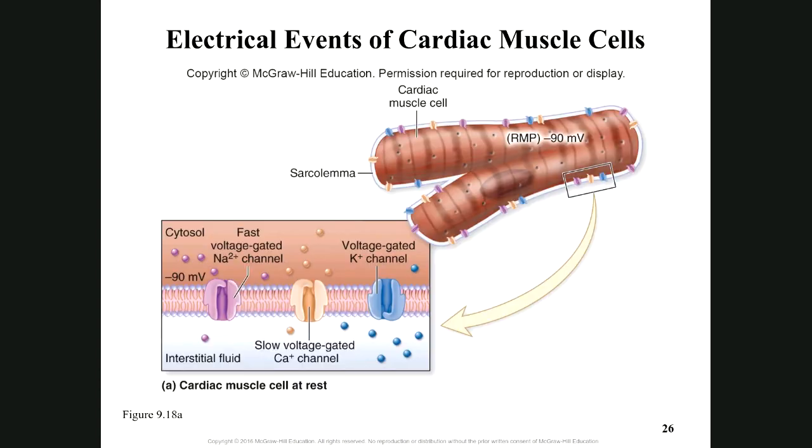This is the cardiac muscle cell. In this cardiac muscle cell, you can see a striation, you can see a branching pattern, and this is the cell membrane or sarcolemma, and you have different proteins. We have fast voltage-gated sodium channels, slow voltage-gated calcium channels, and voltage-gated potassium channels here.